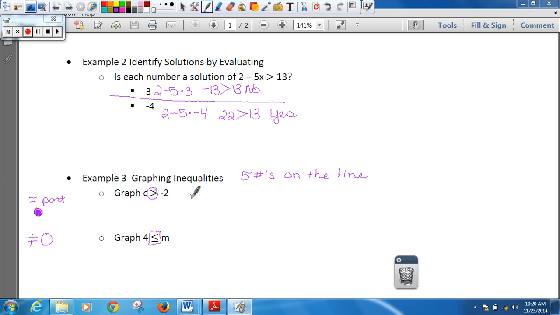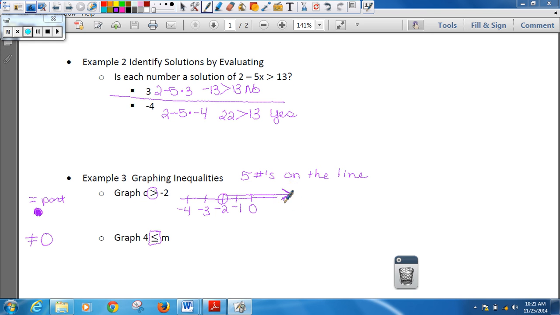So if I go ahead and look at this first one, it says graph C is greater than -2. So I'm going to draw my line. I'm going to put the number we're graphing there, -2. And then I'm going to put 5 numbers on there. So I'm going to go -1, 0 on one side. -2, -3, -4 on the other side. I have my 5 numbers, including the number I need. Since it's greater than -2, it's an open dot on -2. The numbers that are greater than -2 are to the right. So I draw my line to the right with an arrow on that.